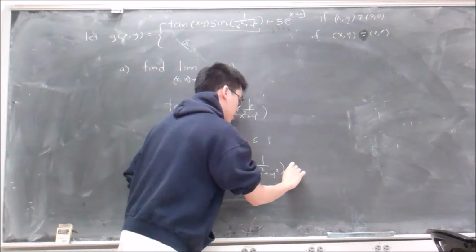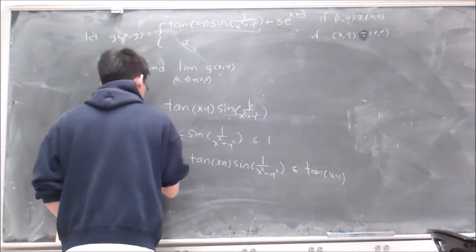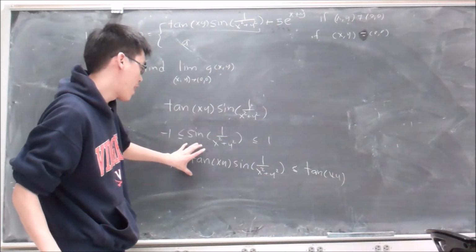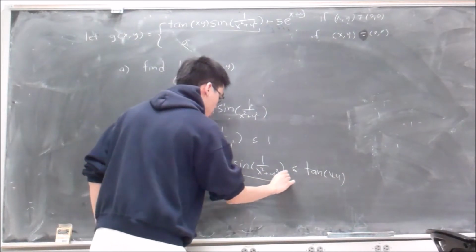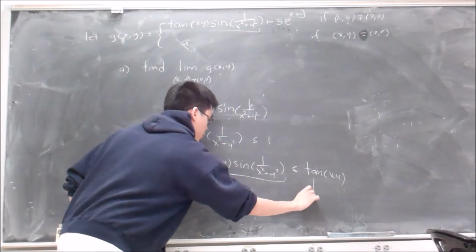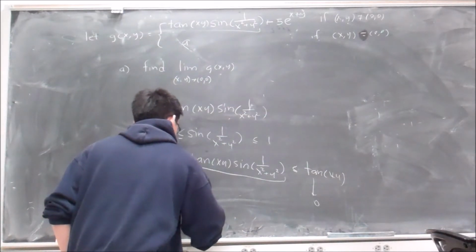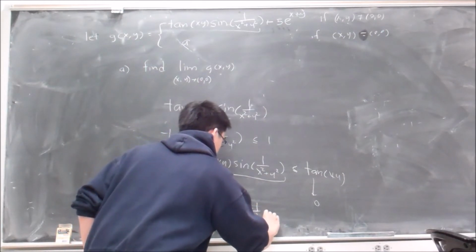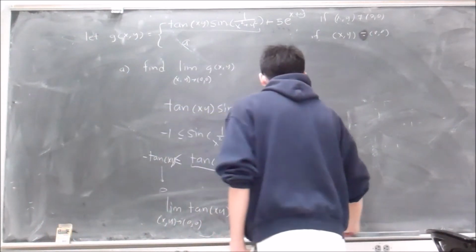Right? So you say the function that you're interested in is bounded between what? Tangent xy and minus tangent xy. So you just multiply this equation through by tangent of xy in order to get the function that you're interested in. And now you see the middle guy is the function that you want to find the limit of. It's bounded between two other functions. Both of them go to 0 as xy goes to 0. Therefore, the limit of tangent xy sine of 1 over x squared plus y squared is also 0 by squeeze theorem.